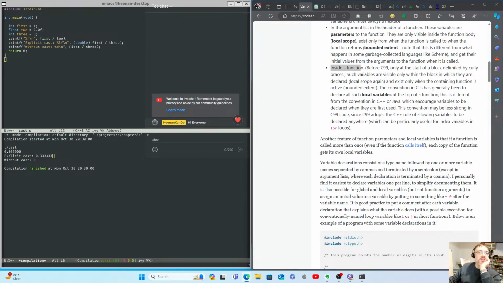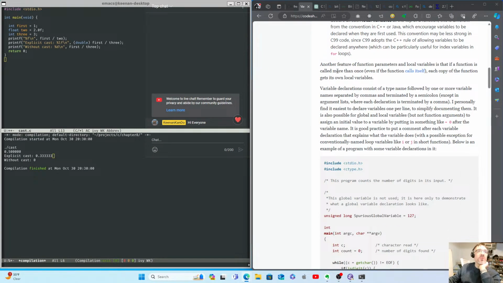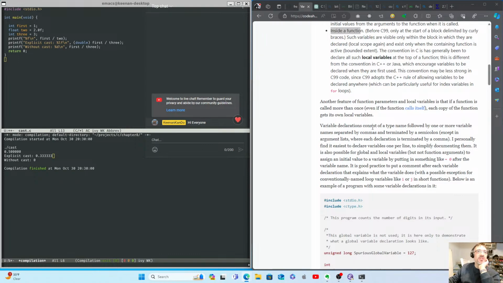So another feature of function parameters and local variables is that if a function is called more than once, even if a function calls itself, each copy of the function gets its own local variables. Variable declarations consist of a type name followed by one or more variable names separated by commas and terminated by a semicolon, except in an argument list where each declaration is terminated by a comma. I personally find it easiest to declare variables one per line to simplify documenting them.